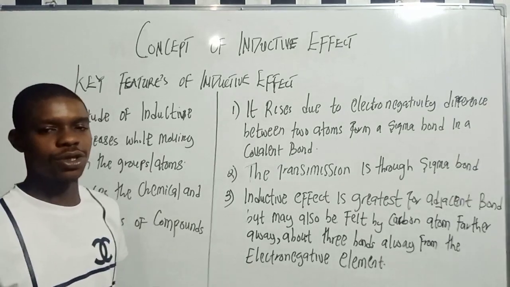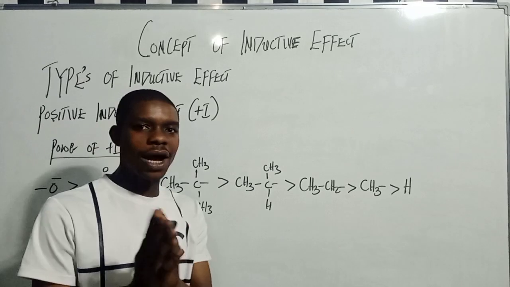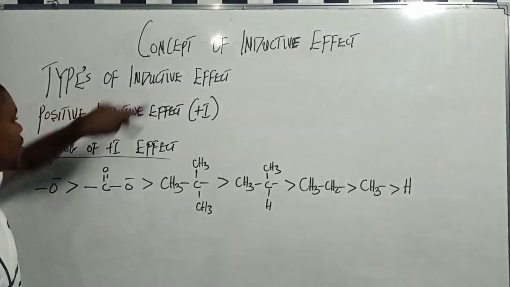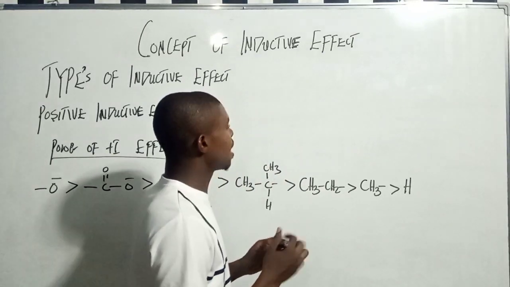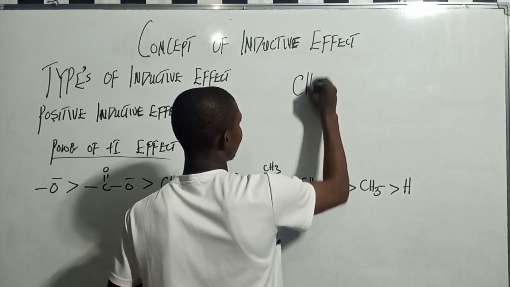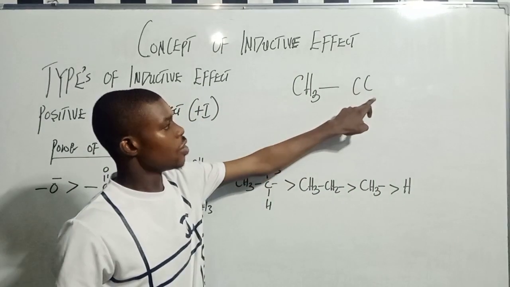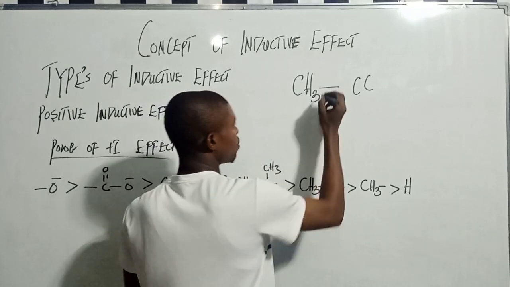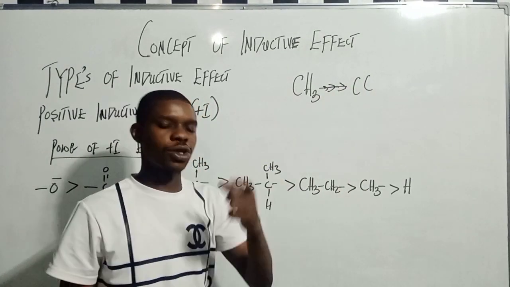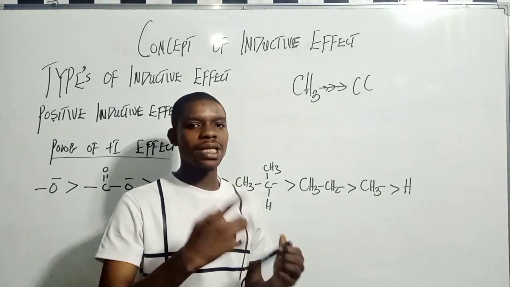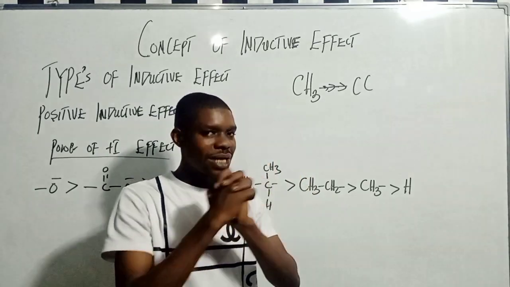The next one I want to look at is the types of inductive effects. So let's look at the types of inductive effects. Basically, there are two types of inductive effects. Like for example, here we have this one we did here. I put chlorine. I will add chlorine here. Chlorine removes electrons, so it means that chlorine is a minus I effect. Those groups that withdraw electrons or decrease the electron density in the molecule are called minus I effect.